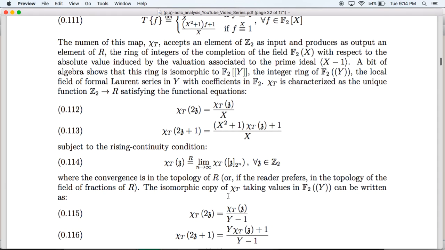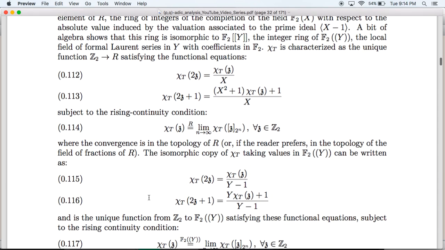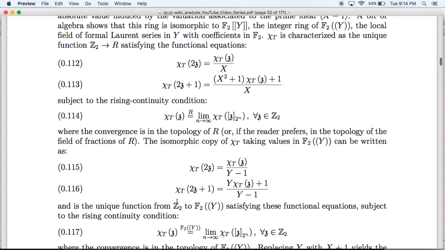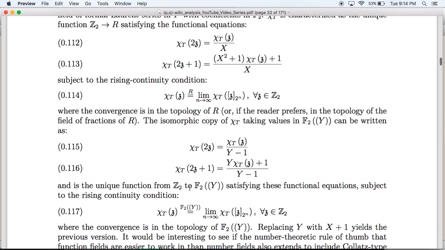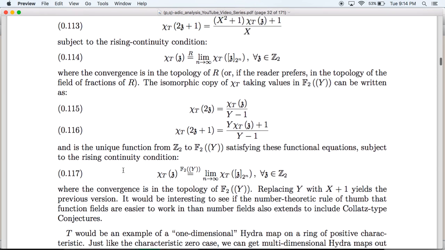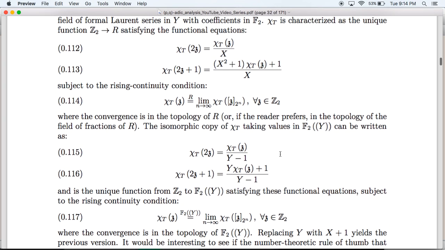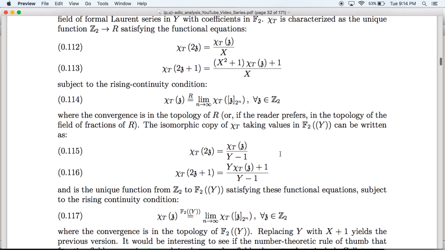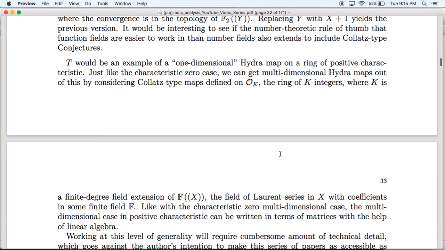The isomorphic copy of chi_T taking values in F2[[y]] can then be written like this, and is the unique function from Z2 to F2[[y]] satisfying these functional equations, subject to the rising continuity condition. So just replacing y with x plus 1 yields the previous version. It would be interesting to see if the number theoretic rule of thumb that function fields are easier to work with ends up being true for the Collatz-type conjectures as well. Note that this is technically a one-dimensional example of a positive characteristic Hydra map. And yes, we can do multi-dimensional positive characteristic Hydra maps too, and everything works there as well.